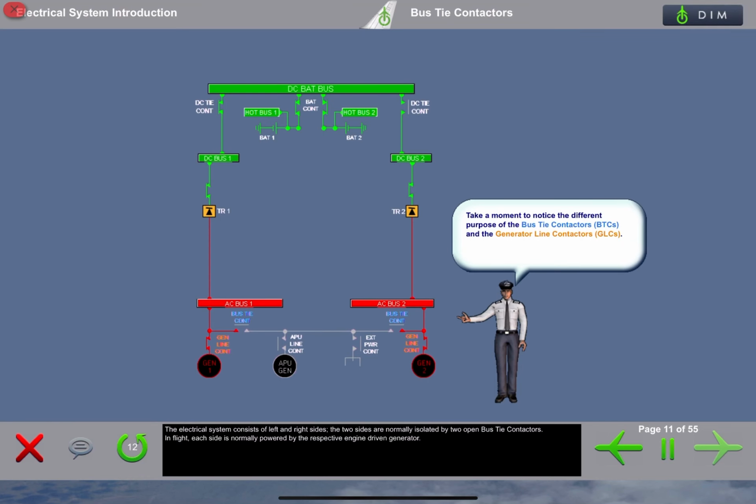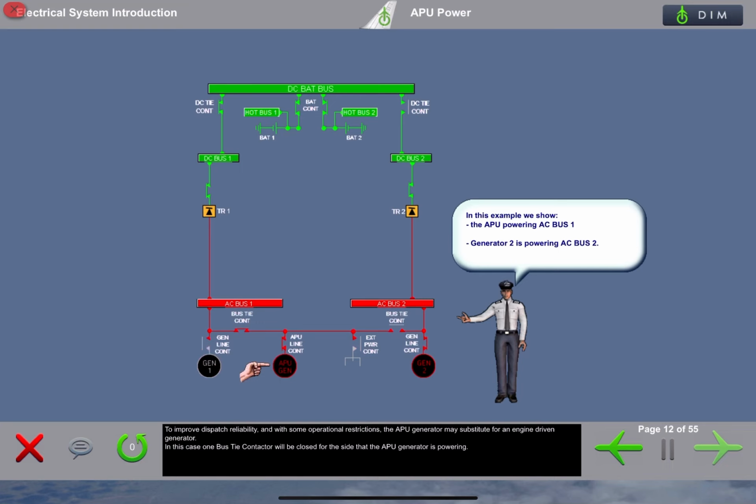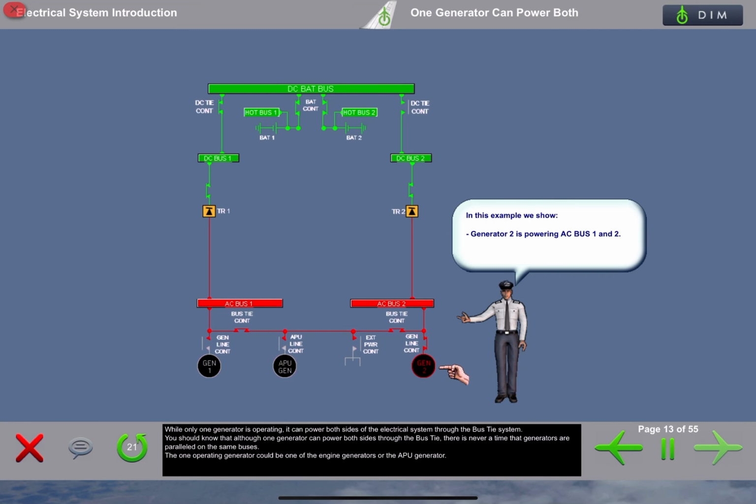The electrical system consists of left and right sides. The 2 sides are normally isolated by 2 open bus tie contactors. In flight, each side is normally powered by the respective engine-driven generator. To improve dispatch reliability, and with some operational restrictions, the APU generator may substitute for an engine-driven generator. In this case, 1 bus tie contactor will be closed for the side that the APU generator is powering. While only 1 generator is operating, it can power both sides of the electrical system through the bus tie system.